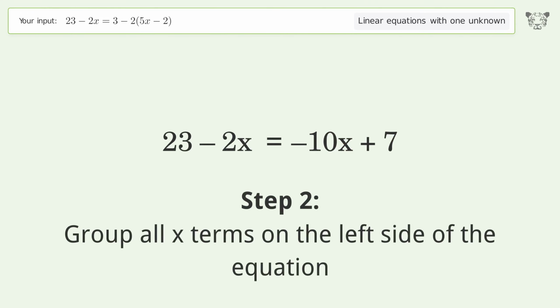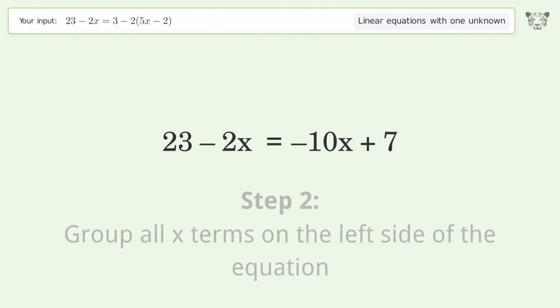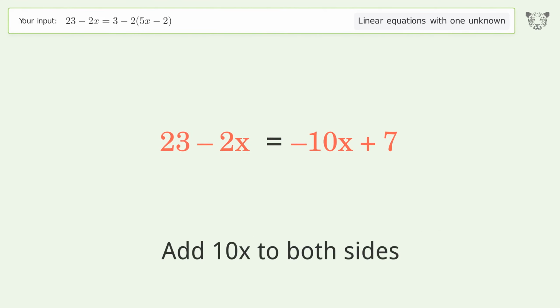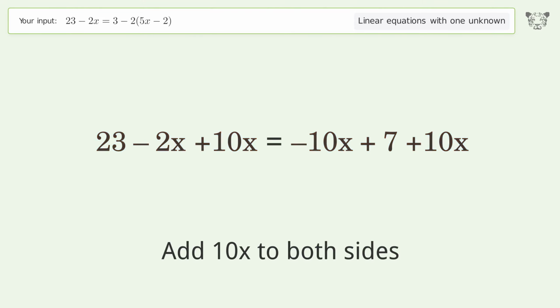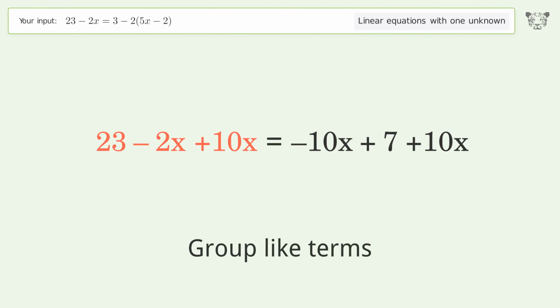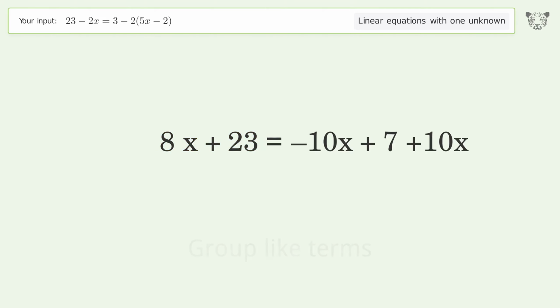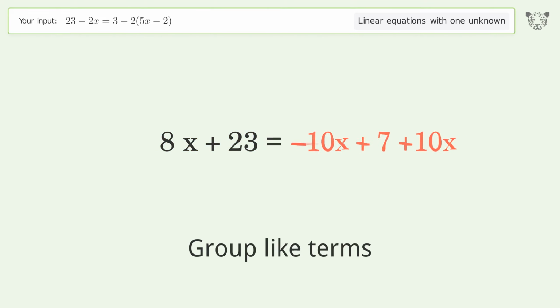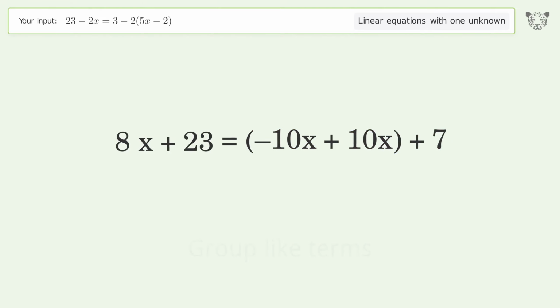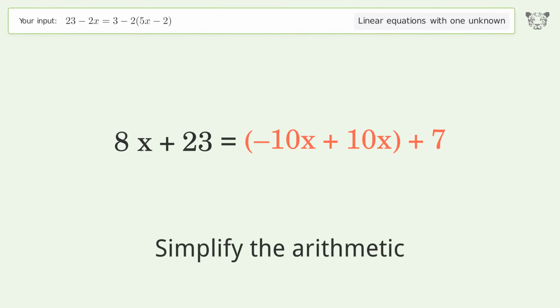Group all x terms on the left side of the equation. Add 10x to both sides. Group like terms. Simplify the arithmetic. Group like terms. Simplify the arithmetic.